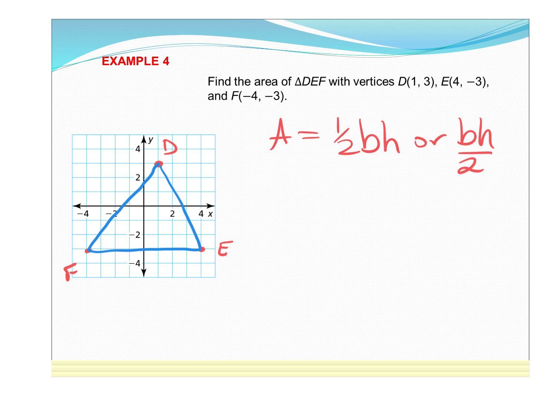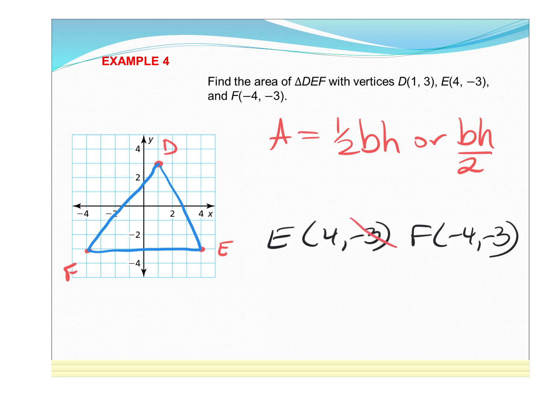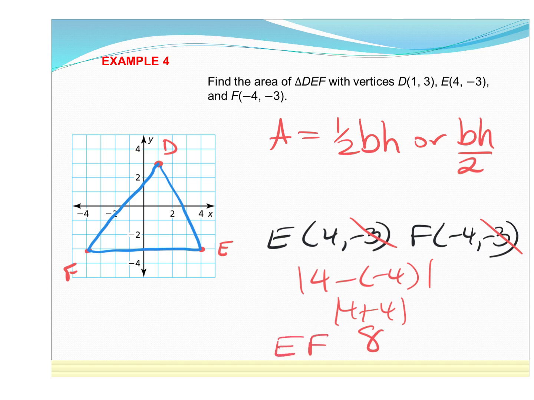Now, if the question said find the perimeter, I would have to do the distance formula twice because I've got 2 diagonal sides there. I'd have to do the distance formula for DE and DF. But the question said to find the area. So my base is going to be the FE or the EF. So E, 4, -3, F, -4, -3. Get rid of the part of the ordered pair that's the same. 4 minus -4 gives you 4 plus 4. And FE or EF has a length of 8.